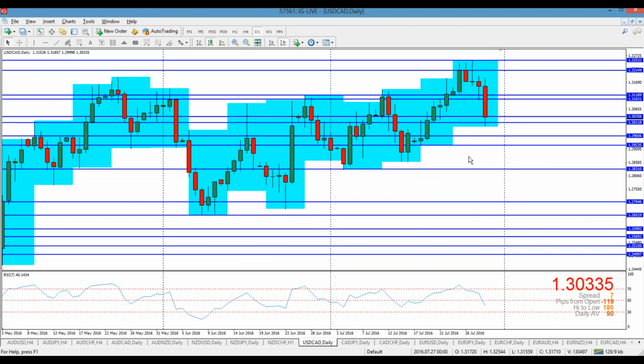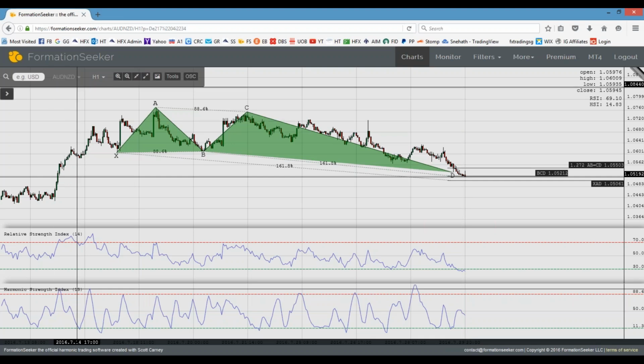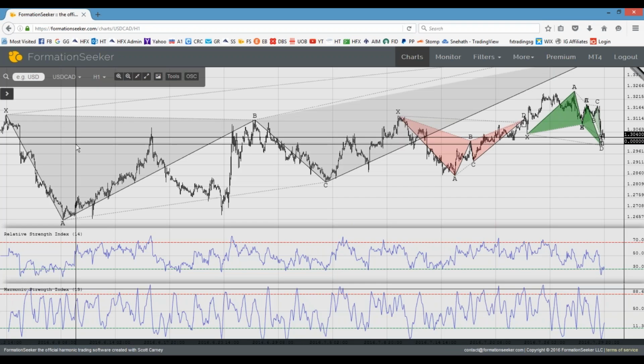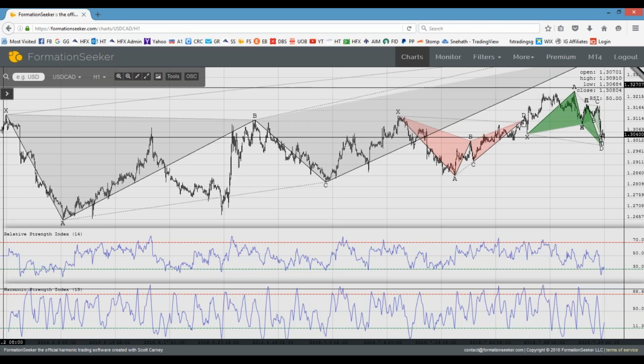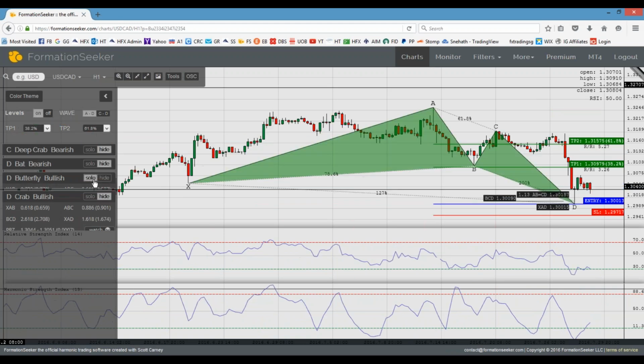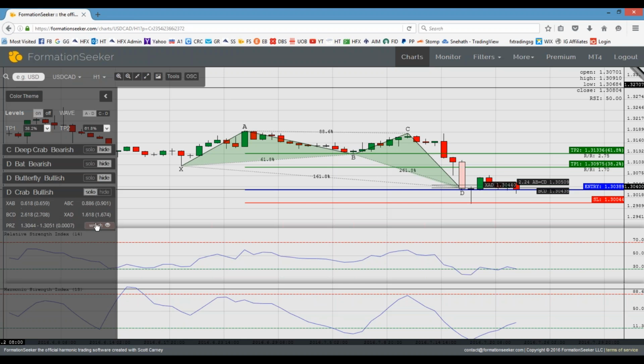So which means as traders, we should be looking to long this pair. So what I'm going to look for is a pattern, and remember we are at that psychological 1.3 level. So Formation Seeker helps me in a way that I can just go in and see if there are patterns at a lower time frame. And sure enough, what we have here, we've got two patterns coming up. One is a butterfly bullish, the other one is a crab bullish.